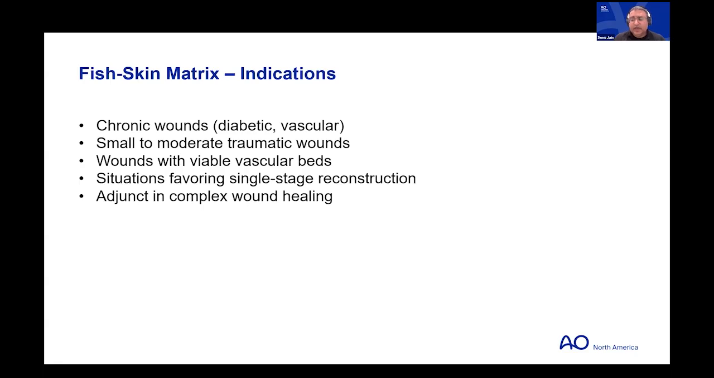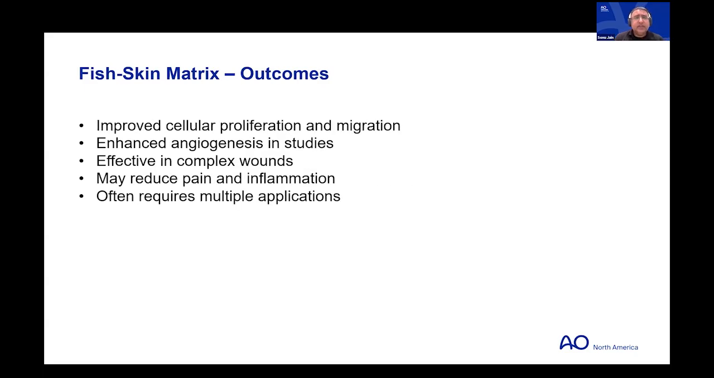I think there's also a movement for certain types or sizes of wounds to do them single stage, and some patients don't want to have a second stage. So some of them will help promote healing in those scenarios, and it can be used as an adjunct in complex wound healing. So you get improved cellular proliferation, migration, and enhanced angiogenesis in some studies, and sometimes this may reduce pain and inflammation. But sometimes if you have a deep wound, you may need multiple applications with this.